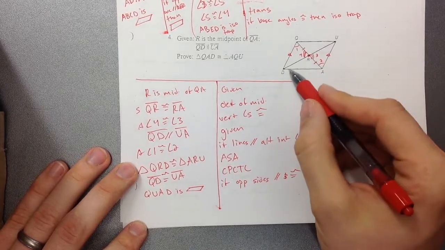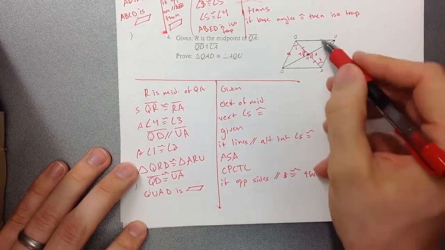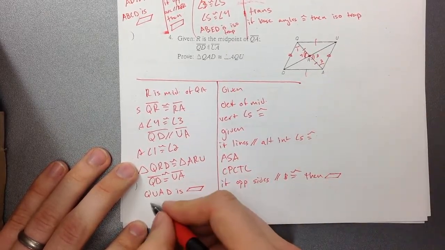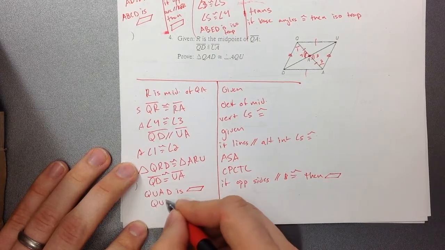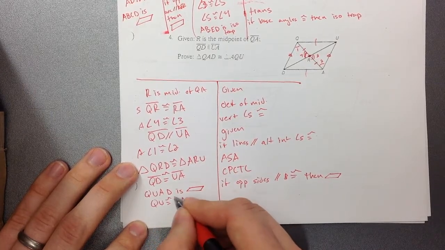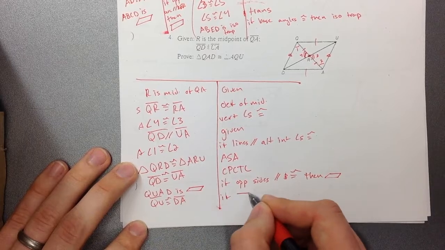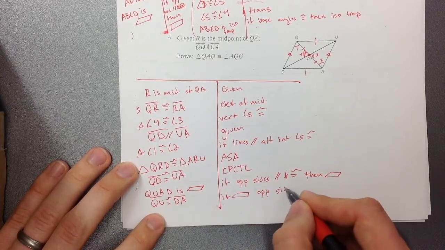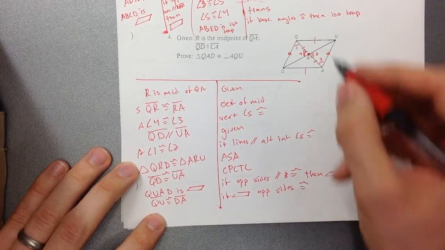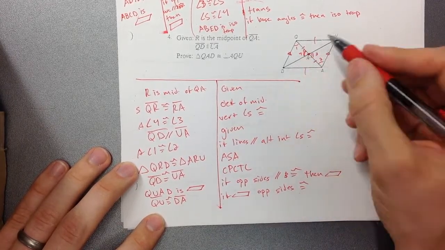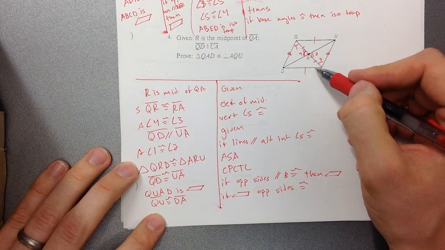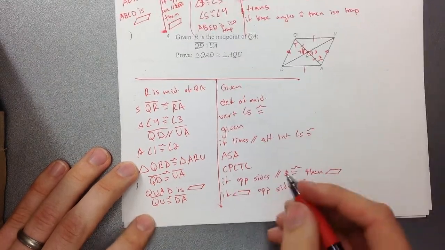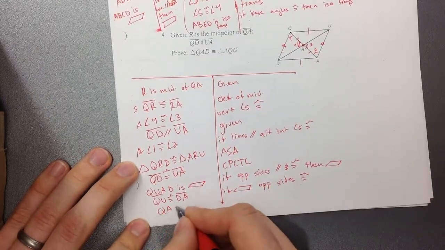So I've already got angle 1 and angle 2. All I need is this other side right here. So I'm going to call it right now QU is congruent to DA if parallelogram, opposite sides congruent. And then I've got a side that I've already proved, an angle that I've already proved. I just need that other side. I'm just grabbing the other side. QA is equal to QA.